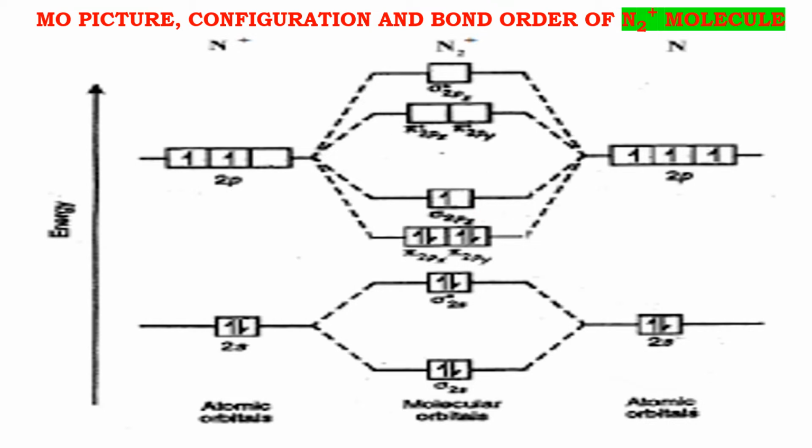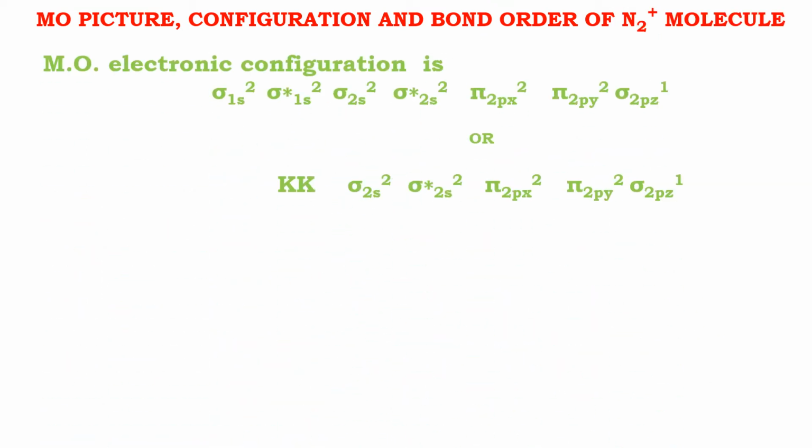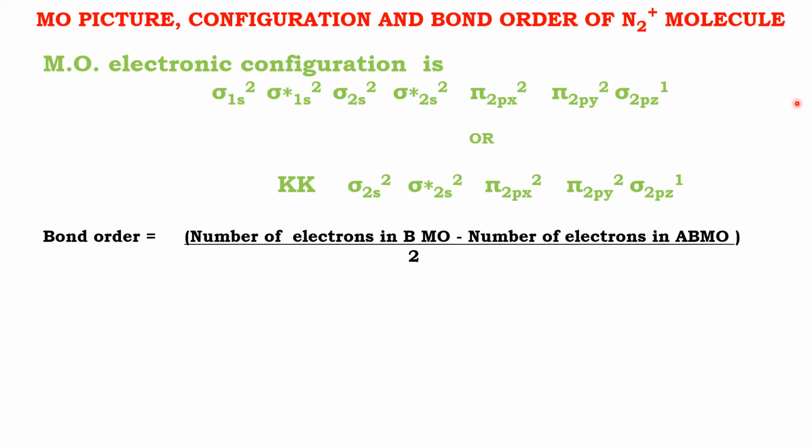So we could write the MO configuration as KK, sigma 2s2, sigma star 2s2, pi 2px2, pi 2py2, and sigma 2pz1. Now there are only 9 electrons in the bonding molecular orbitals. Hence the bond order is 9 minus 4 divided by 2, which is equal to 2.5.